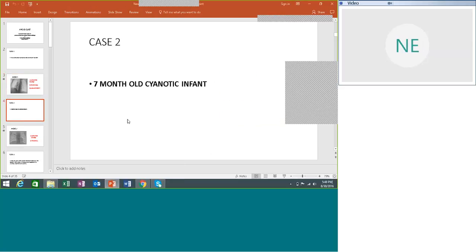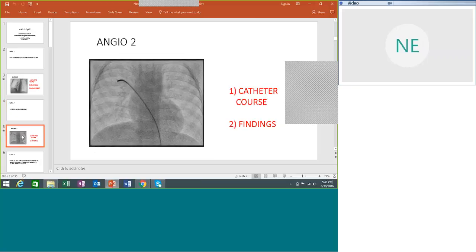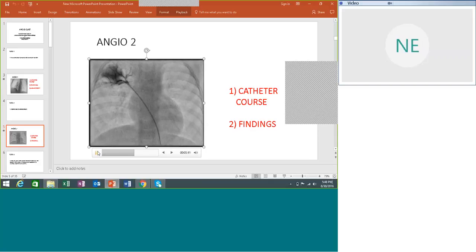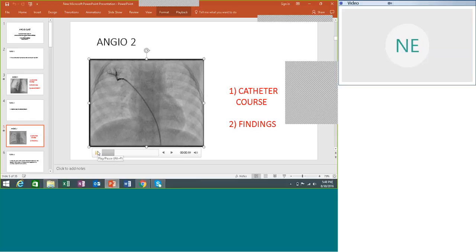So a 7-month-old cyanotic infant, and that's the angio. So what's the catheter course? And what are the findings from this particular angio? What sort of angio is this?